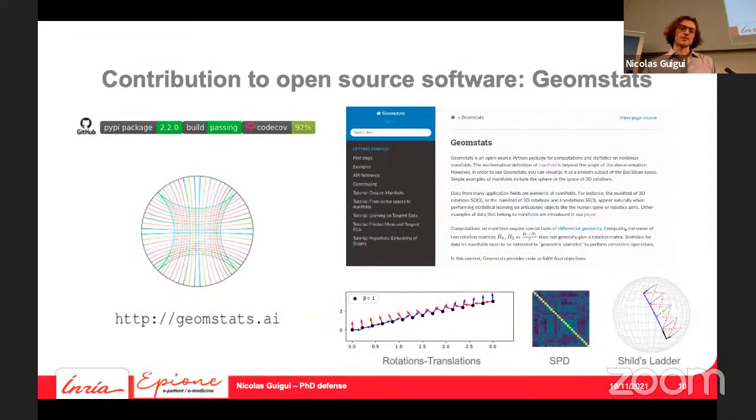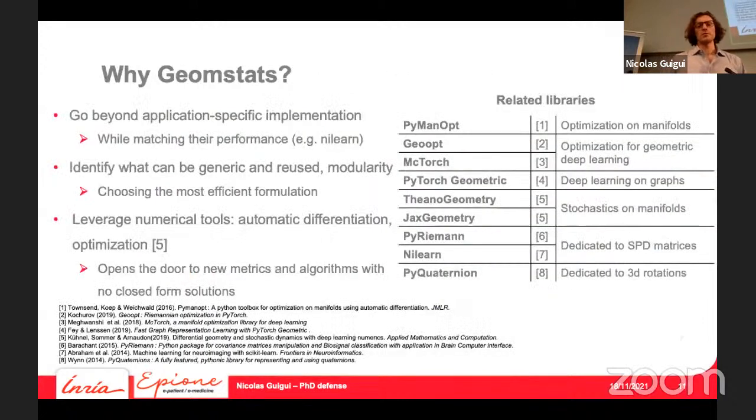Geomstats is an open source Python package for computations and statistics on nonlinear spaces. It was started by Nina Miolane 2 years ago, and I joined the project and contributed to a large extent. The goal is to develop and provide the tools to perform learning on manifolds. But why was it needed?